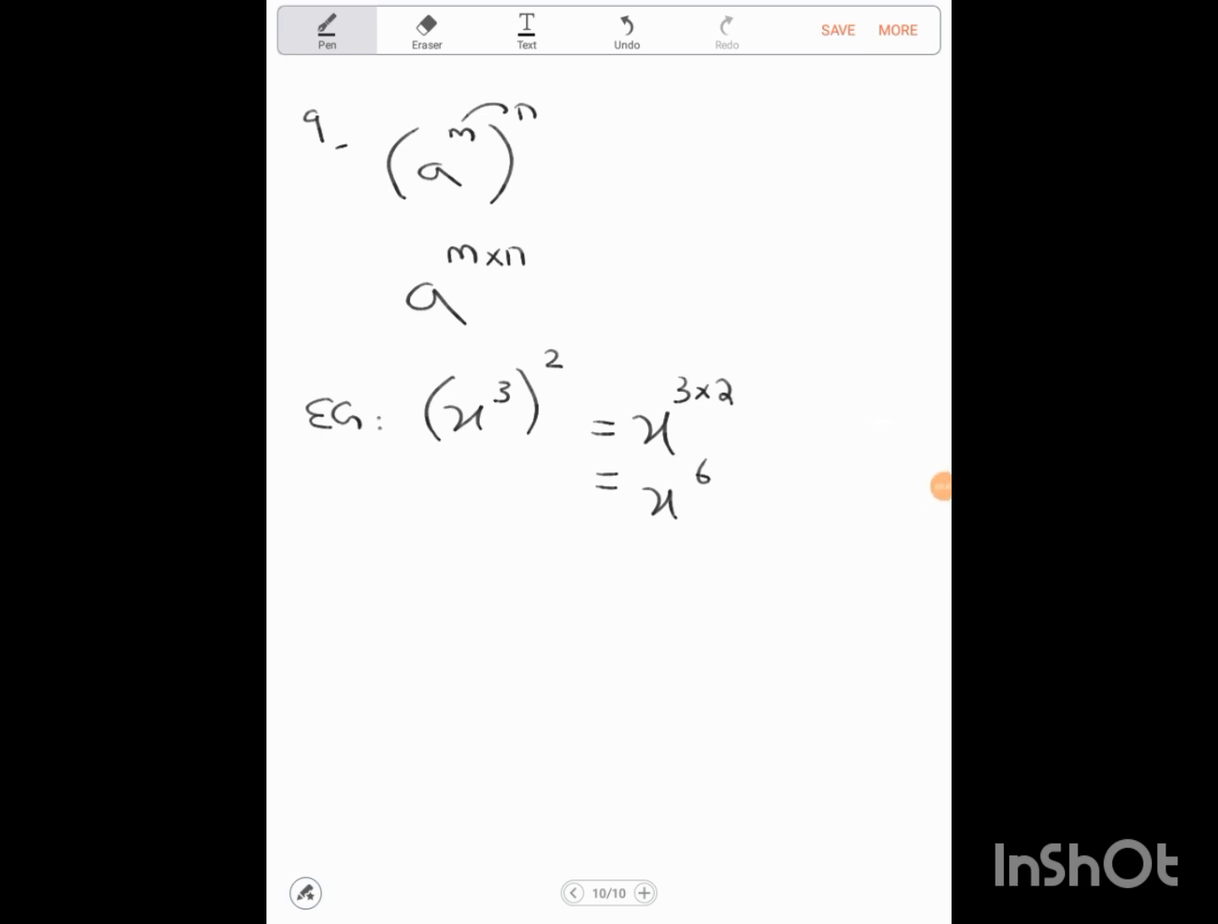Okay, let's do it with another example. If you have 2 square whole power of 4, so 2 into 4 is 8. Okay, so it's like this. You can do it with the calculator. So 2 to the power 8 is 256.